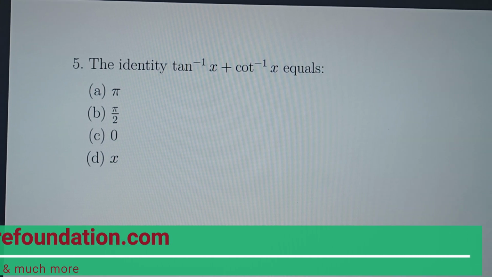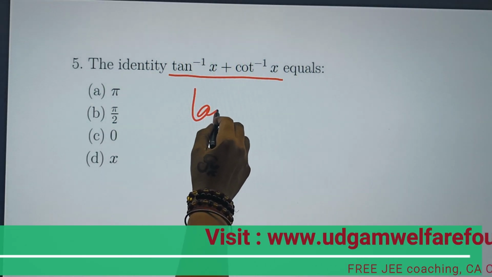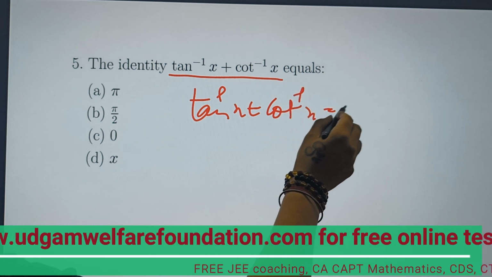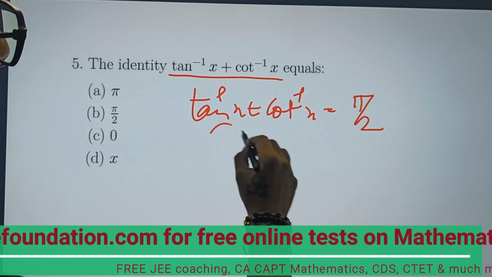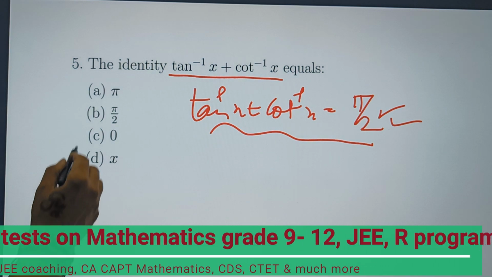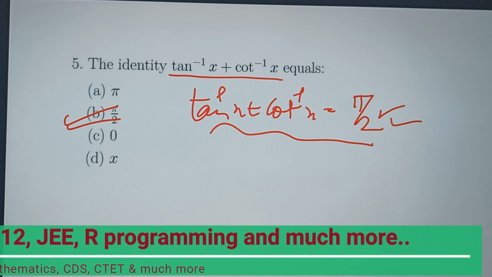So student, this is our next question, number 5: the identity tan inverse x plus cot inverse x. As we know, tan inverse x plus cot inverse x equals what? Equals pi by 2. So this property also you have to memorize. Hence our right answer is option number B.